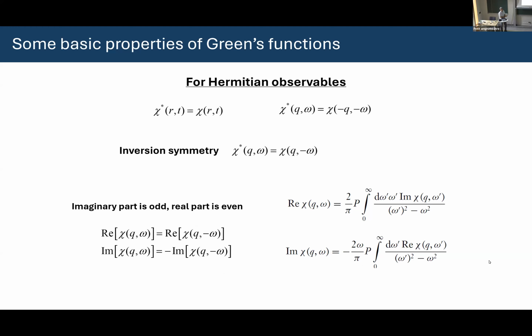And inversion symmetry. Otherwise, this negative omega is related to the negative q. I need inversion symmetry to write these. The q here are the same as the q there. This is why I wrote this down.